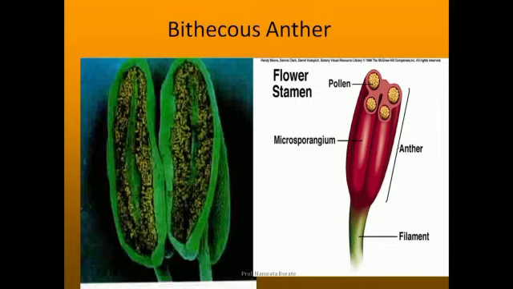Development of the microsporangium. This development of the microsporangium is of the eusporangiate type. What is eusporangiate? It is a sporangium developed from a group of epidermal cells. When the sporangium develops from a group of epidermal cells, it is called eusporangiate. When we take a transverse section of the anther, it shows two layers: the first is the epidermis and the second is the archesporium.